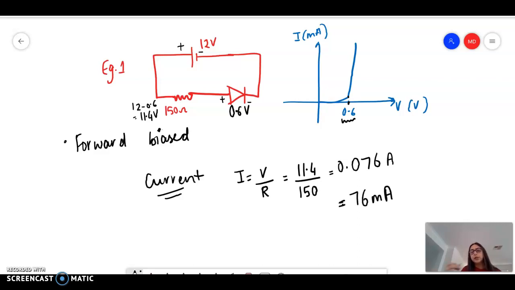So this is how you deal with diode questions. If it's forward biased, just subtract the switch on voltage from the power supply and deal with the resistance as is. The leftover voltage is given to the resistance, and you use Ohm's law to find the current in the circuit. And that's pretty much what you need to do with diodes.